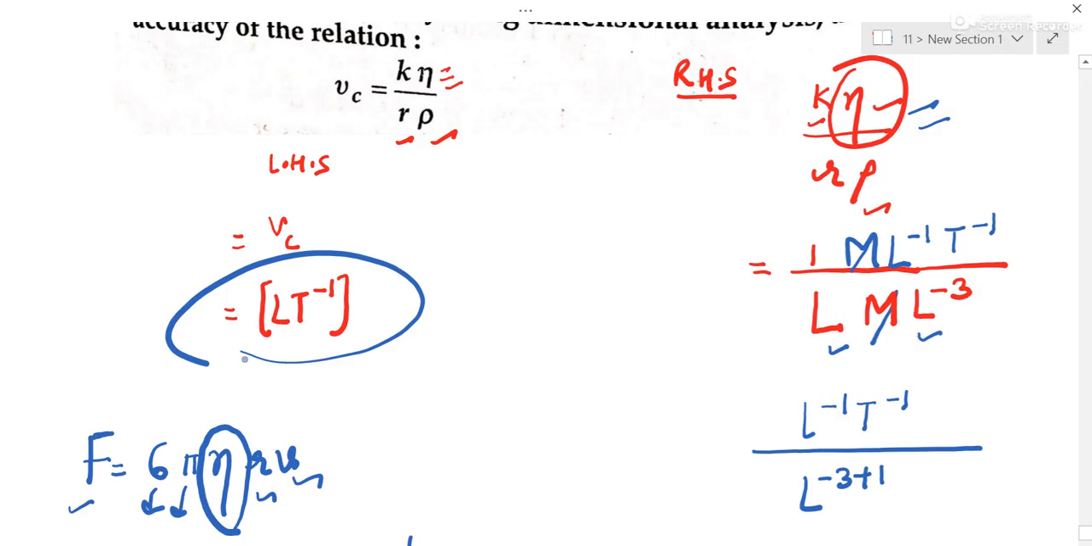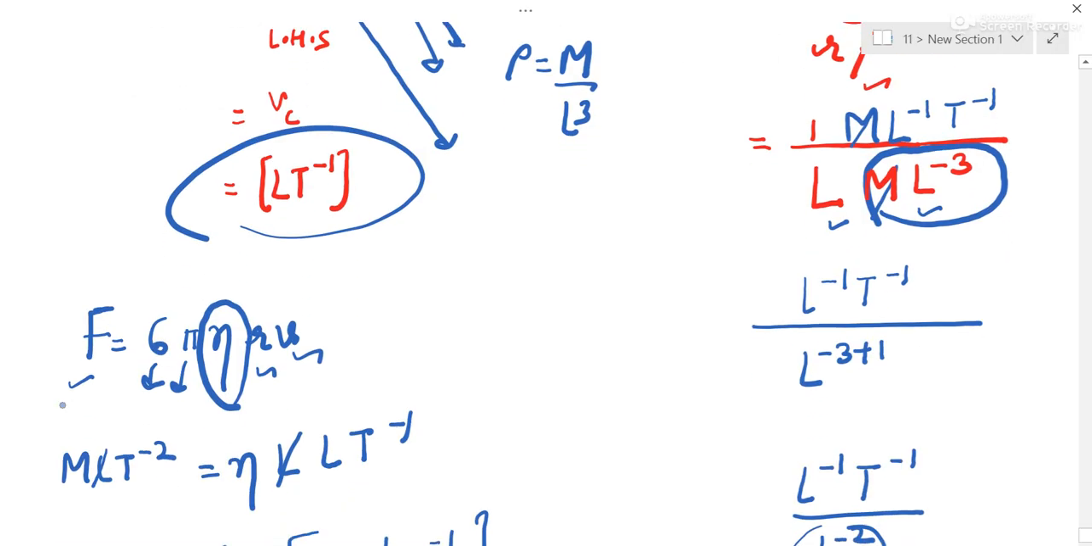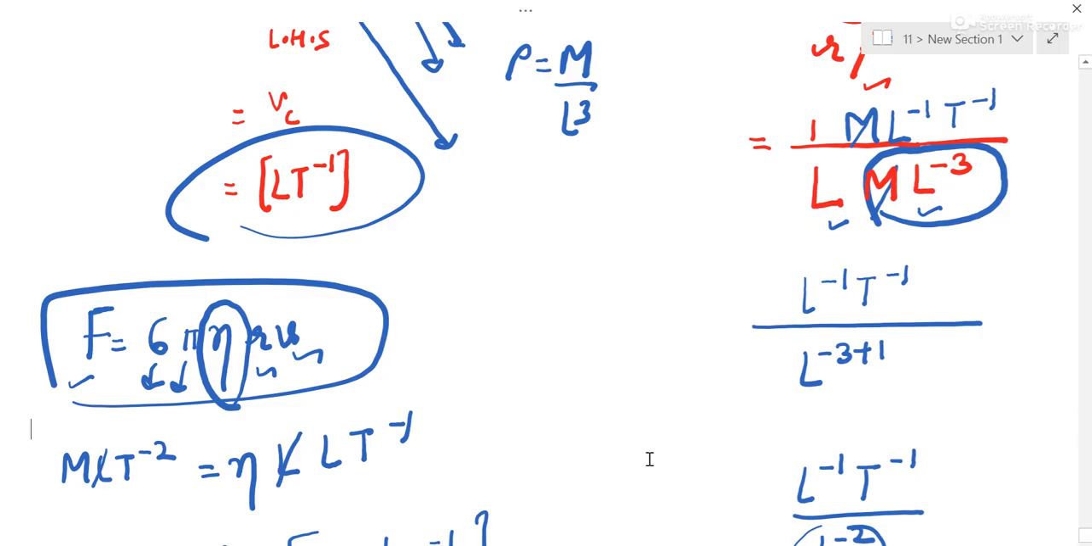So yes, this was critical velocity. This was dimensionless constant. This is radius, which is length. This is density. Density is mass upon volume. So we wrote it like this. The only problem was the coefficient of viscosity that we need to memorize by this formula. So now you can prepare this properly. Thank you.